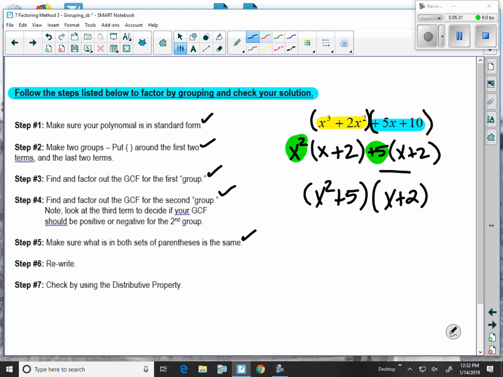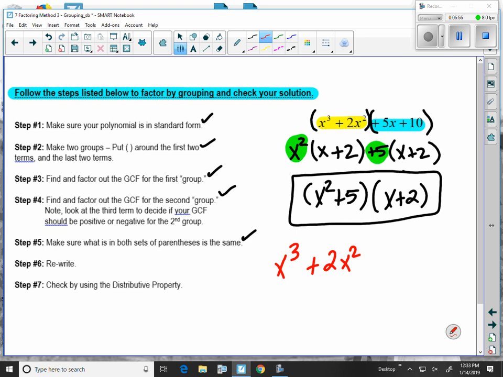Okay? That is our final answer. We're going to check it with the distributive property to make sure that it's right. So if I do x squared times x, what do I get? Good. X squared times 2. 2x squared.